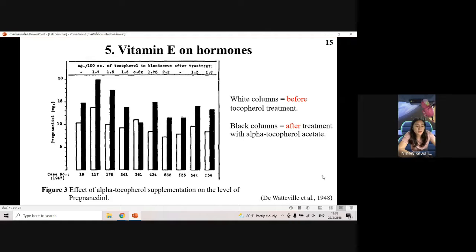think vitamin E can help the immune system, and there is a lot of research that shows data about the hormone. If we increase vitamin E, it can increase the progesterone hormone, and that means if we have a high level of progesterone hormone, it can enhance reproductive performance.